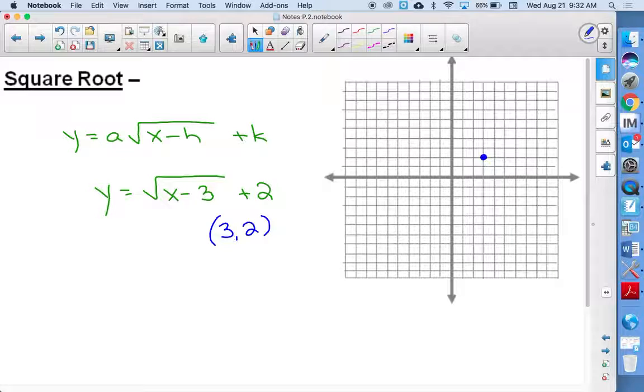So same thought process. If I move to the right 1, I'm now taking the square root, because this is what my symbol says. It says square root. So right 1, what's the square root of 1? 1.